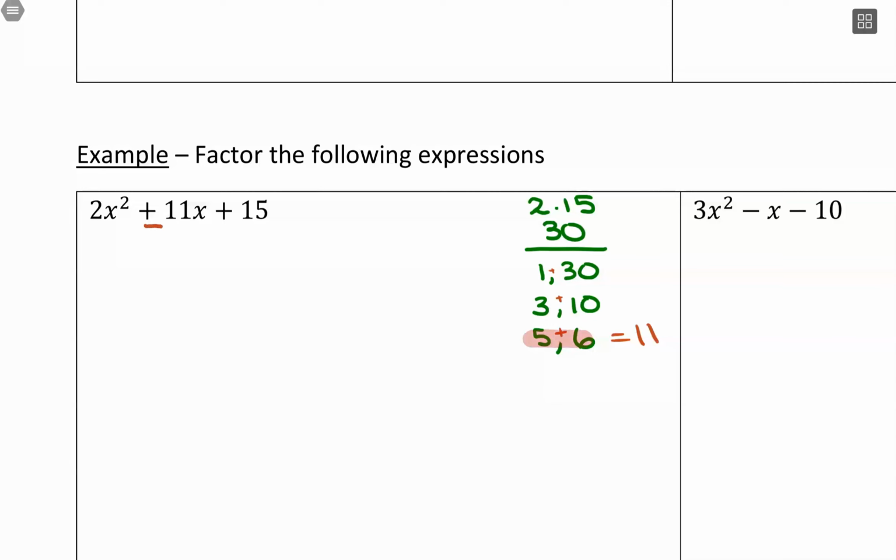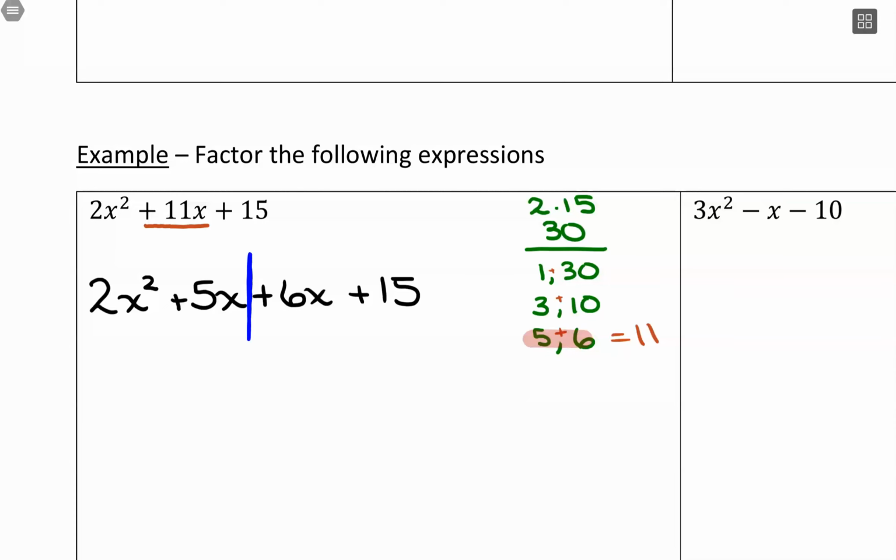So what I'm going to do is take that middle term of 11x. I leave the first term alone, so 2x squared stays the same. But instead of writing 11x, I'm going to split that up into positive 5x and positive 6x. And then that last term of 15 stays the same. So I separated up that 11x. Then I'm going to factor by grouping. So I'm going to split in half and look for these common factors on each side.